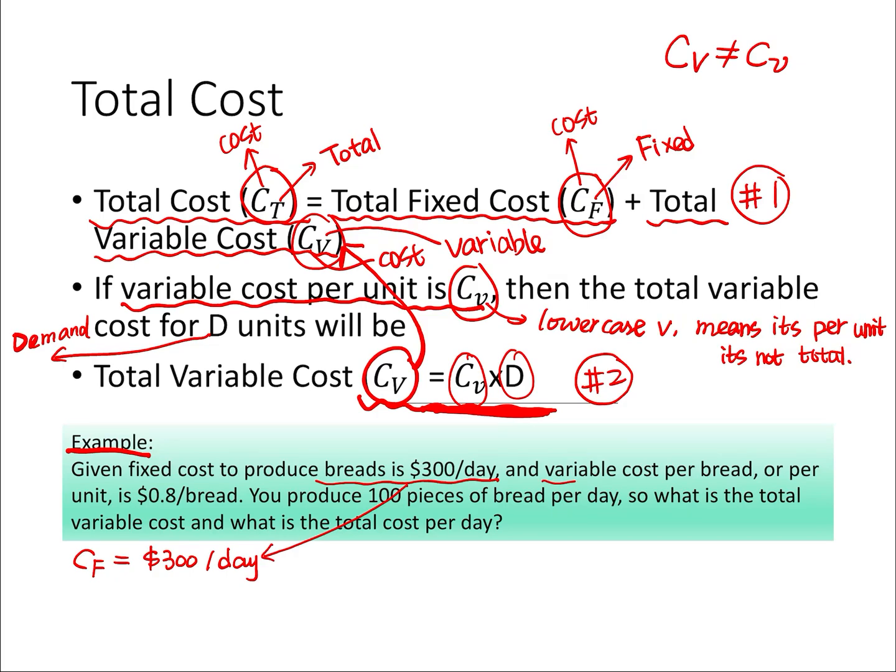And the variable cost per bread. Variable cost per bread, what does it mean? It means this is the C lowercase v, because it's per bread, per unit, okay? It's not total. Per unit, not total. So you can write C lowercase v is $0.8 per bread.